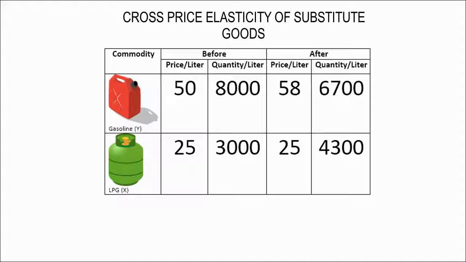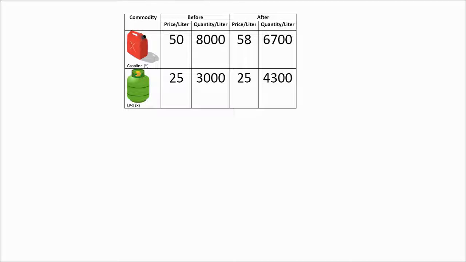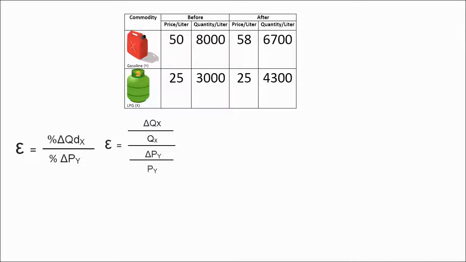This table shows us an example of substitute goods. An increase in price of gasoline will decrease its quantity demanded and its substitute demand will rise. Computing this, the cross-elasticity of gasoline and LPG is equal to the rate of change in demand for LPG over the rate of change in price of gasoline.